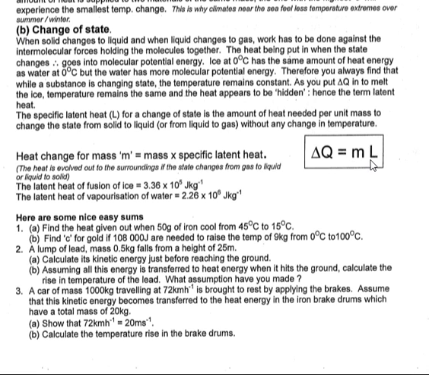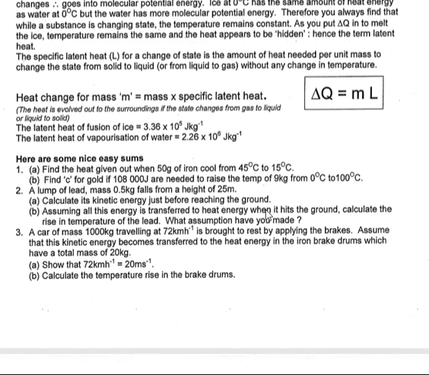There's a second equation that can be used when I'm talking about change of state. That's delta Q equals mL, where delta Q is the heat change for mass, M is the mass, and L is the specific latent heat. This can be used either for specific latent heat of fusion of ice or latent heat of vaporization of water, which are the two examples given here.